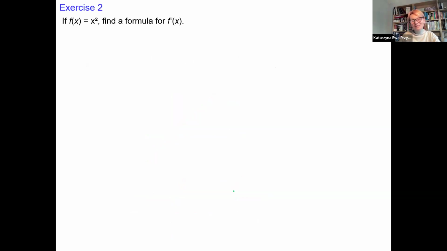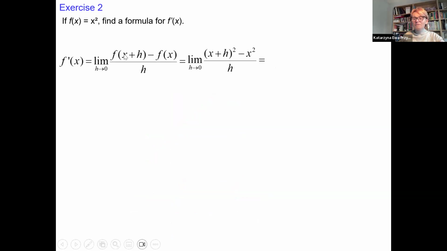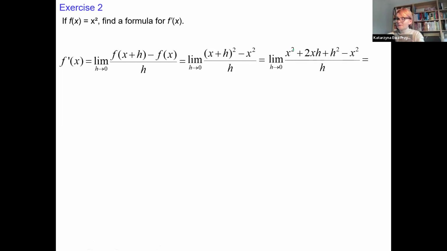Yes, x squared is not a linear function and the slope of x squared is not constant. That means we cannot really guess the formula. Let's do it. Okay, that's the derivative definition: the limit as h goes to 0 of f of x plus h minus f of x over h. Let's evaluate. F of x plus h means that we have to substitute x plus h into the formula. And this is f of x, which is x squared. Let's expand this. Now cancel out.